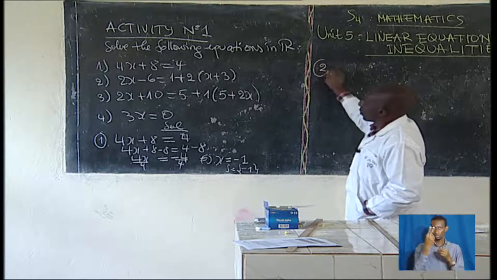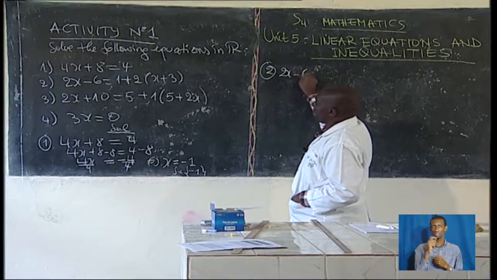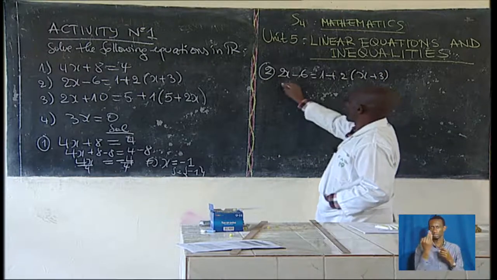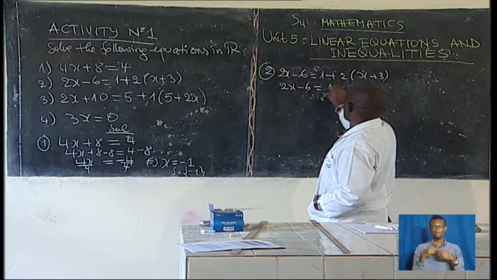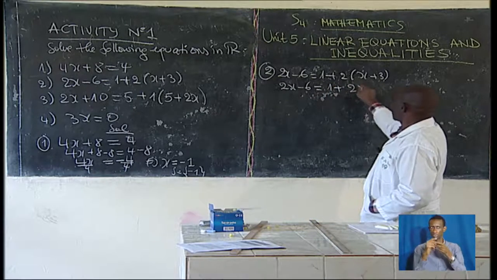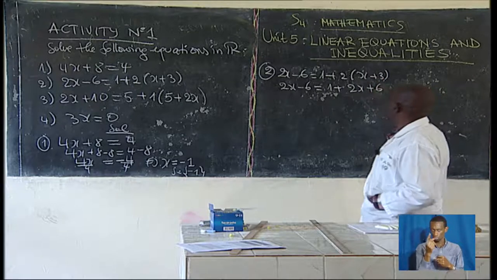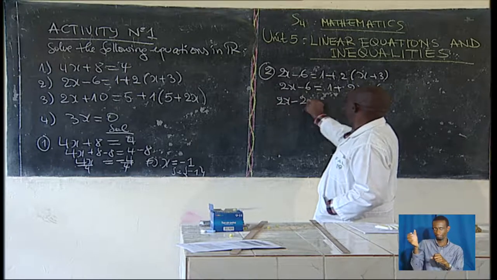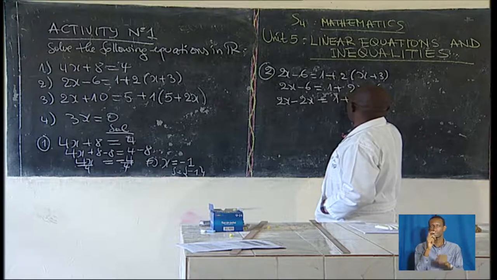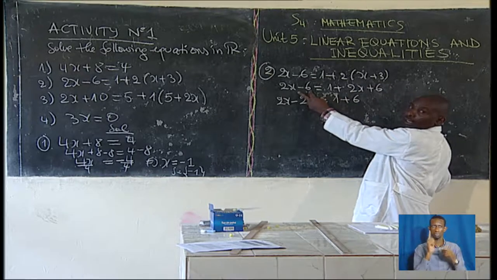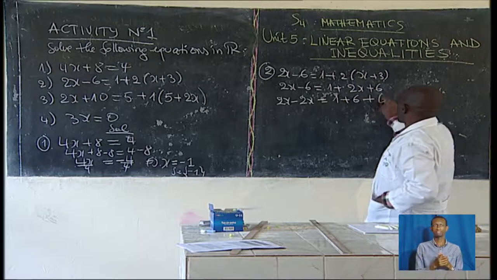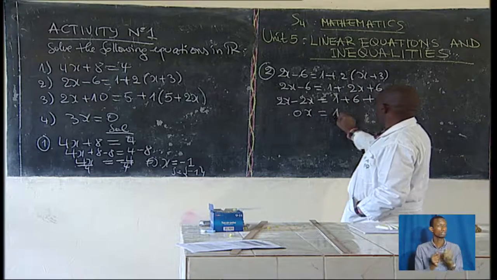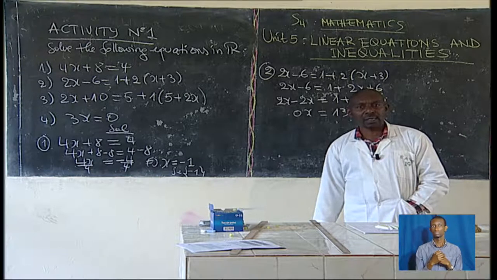Number 2: 2x - 6 = 1 + 2(x + 3). We have to expand here: 2 times x, 2 times 3 is 6. So we move x to the left-hand side. I'll be having 2x - 2x = 1 + 6. Moving this -6 to the right-hand side, it will be positive 6. Here I have 0x = 13. Are we together? Thank you.